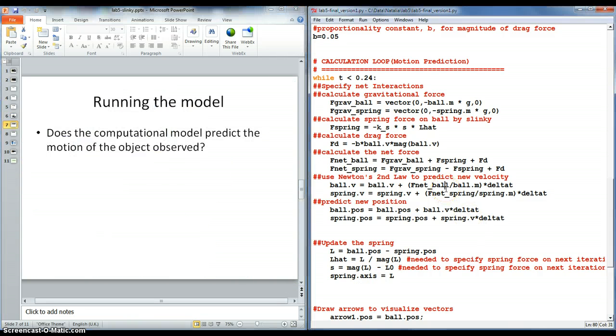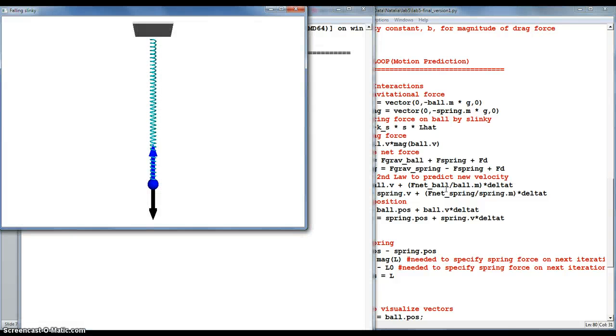Now we run the program. The blue arrow represents the spring force, and the black arrow represents the weight force.